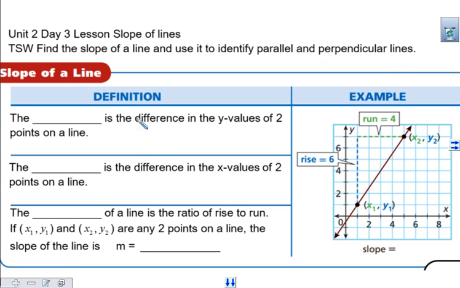Today we are going to be looking at slope. A lot of you will remember it as rise over run, which means the difference in your y values over the difference in your x values.